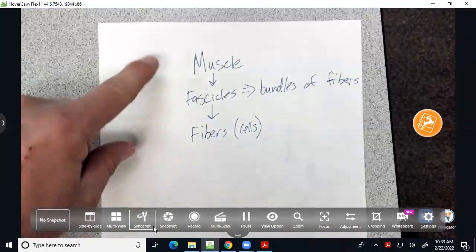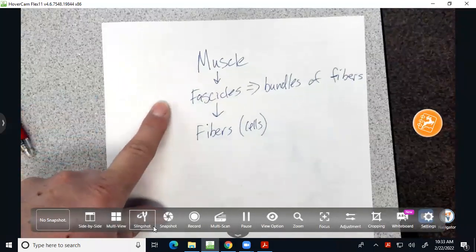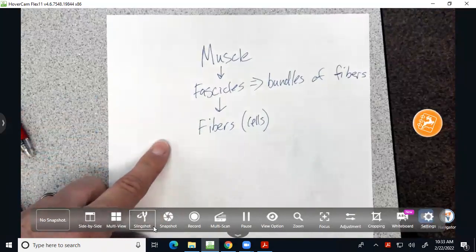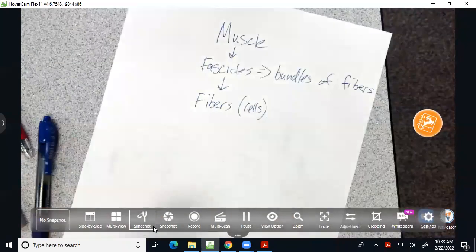So once again, surrounding the entire muscle is the epimysium. Surrounding each fascicle is the perimysium. And then surrounding the muscle fibers is the endomysium. Now, this is not complete yet.